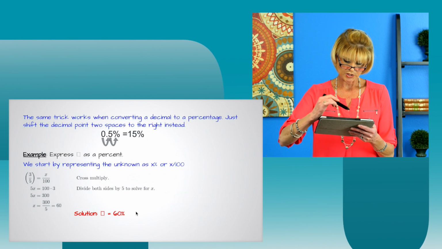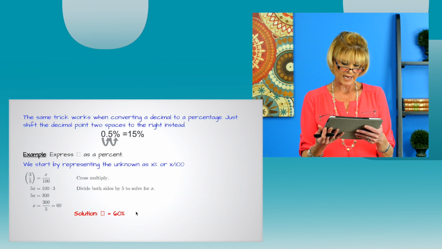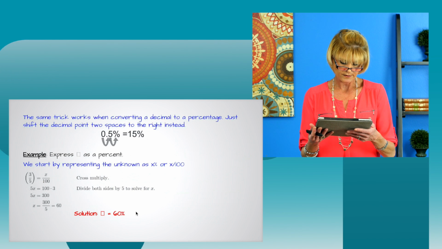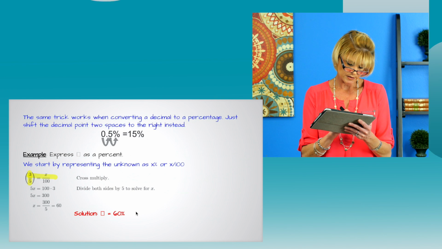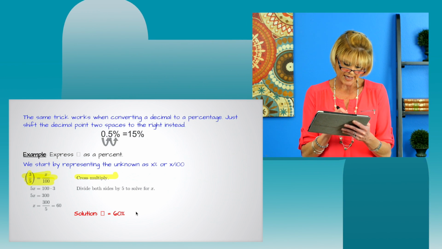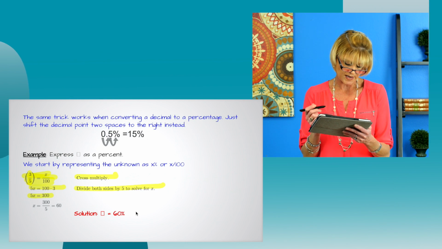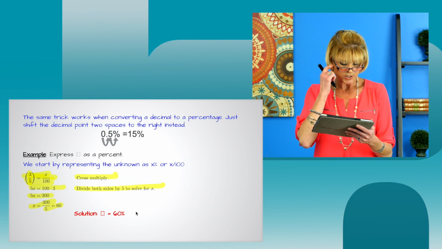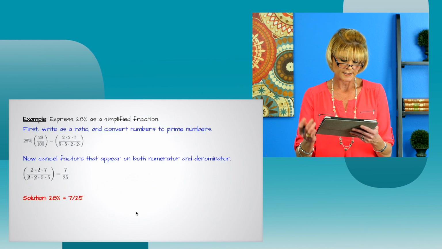So this question asks us to express 3/5 as a percent. So we start by representing the unknown as x, or x over 100. So we have 3/5 equals x over 100. Set it up as a proportion. And then we cross multiply. 5x equals 100 times 3. Divide both sides by 5 to solve for x. We get 5x equals 300. x equals 300 over 5 equals 60. So the solution is actually 3 over 5, or 3/5 equals 60%.